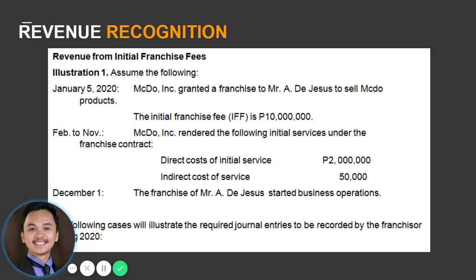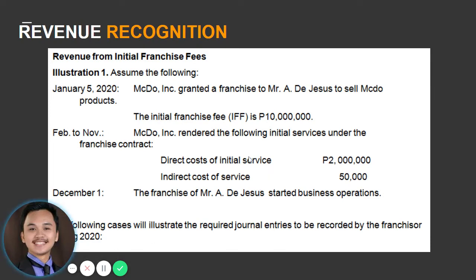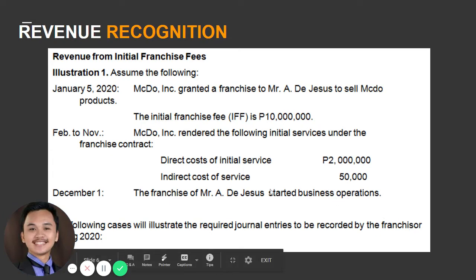And on December 31, Mr. A. De Jesus has already started operations. So obviously, in this illustration, McDo here is the franchisor and Mr. A. De Jesus is the franchisee. So let's account this specific illustration in different cases.